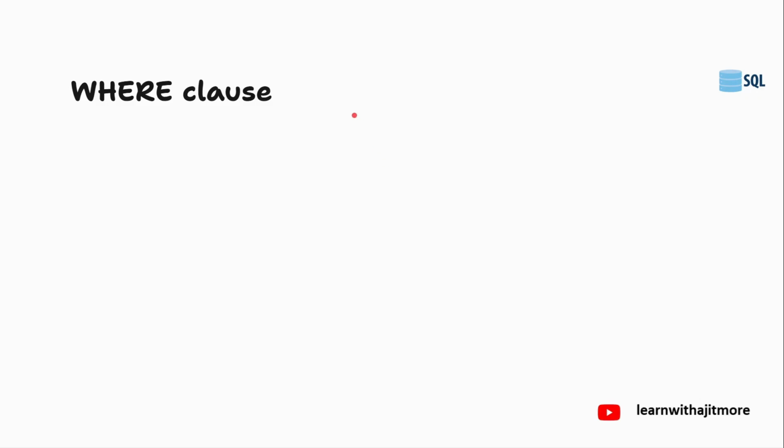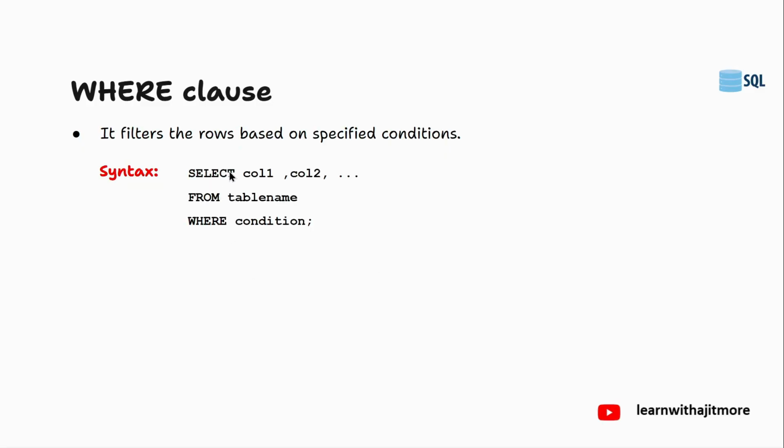So always remember, whenever you want to filter the records or you want to apply a condition on each record, and the records which satisfy that condition should only be retrieved and sent to the end user for printing, then apply the where clause. It filters the rows based on the specified condition. You write it this way: select. Here you can write star, or you can mention the column names.